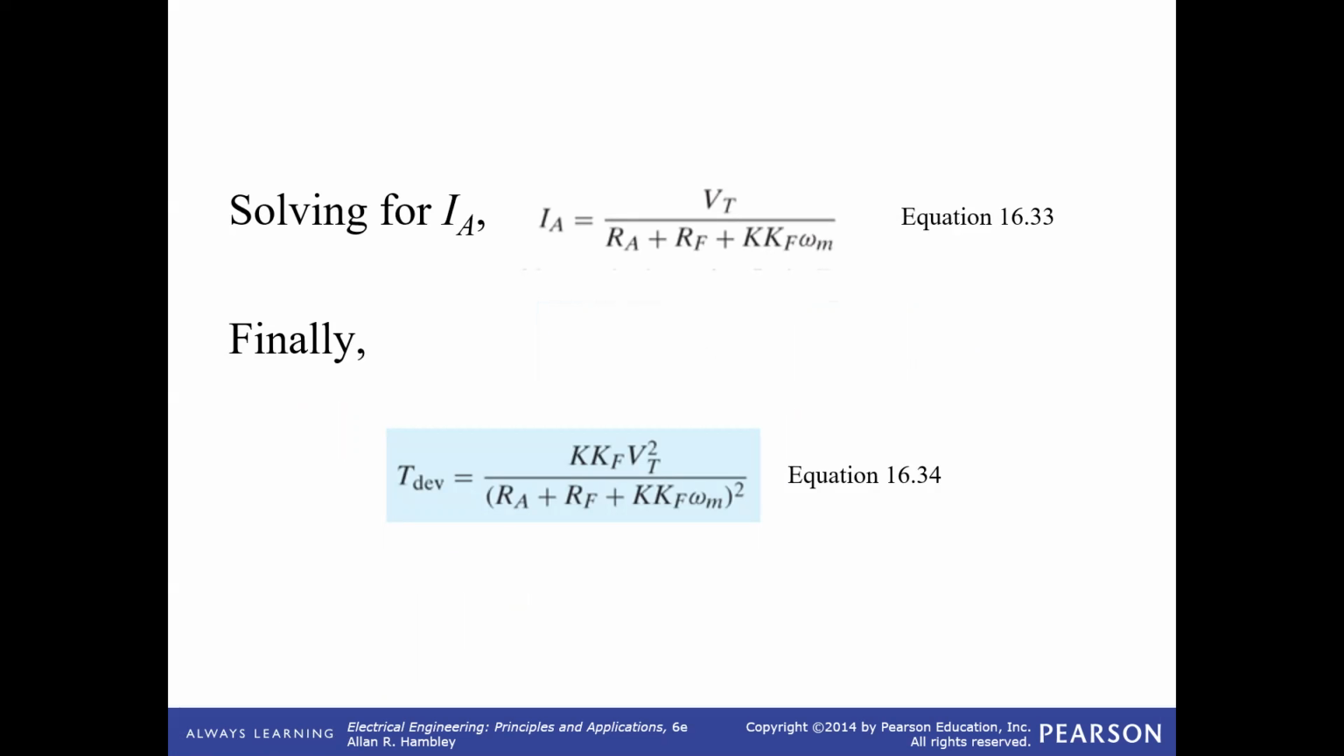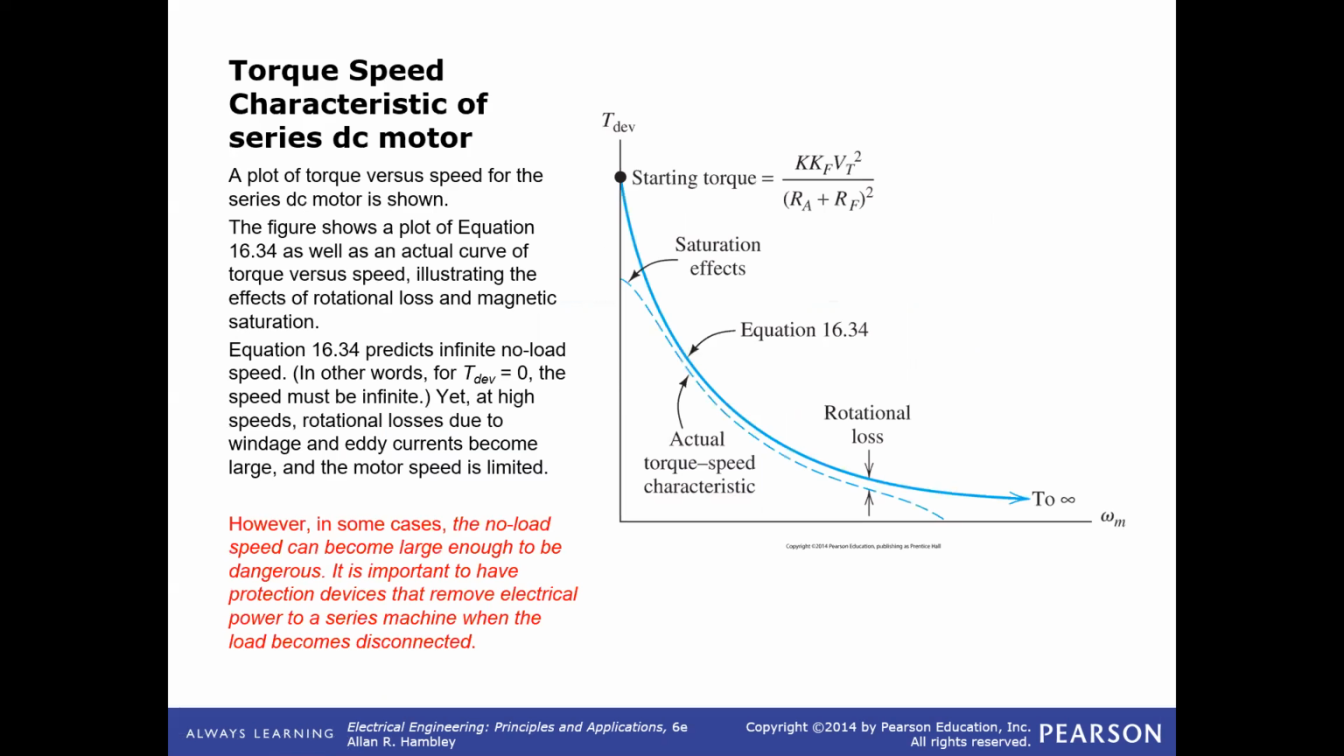Okay, so as you can see, equation 16.34 shows the torque speed characteristic equation, which is a quadratic equation, meaning that the plot is somewhat non-linear.